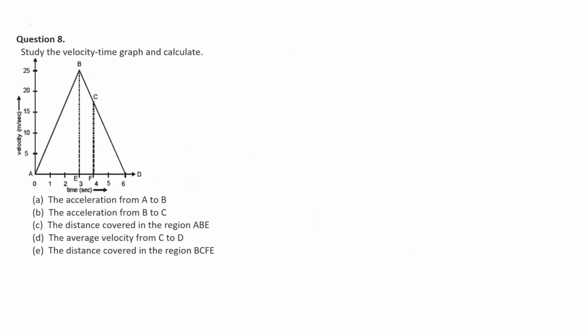Here's our question 8. This is another velocity time graph where I have to answer questions. The first question here is, what is the acceleration from A to B? They are asking us to find the acceleration from point A to point B. At point A, initial velocity is 0 meter per second, whereas at point B, the final velocity is 25 meter per second.